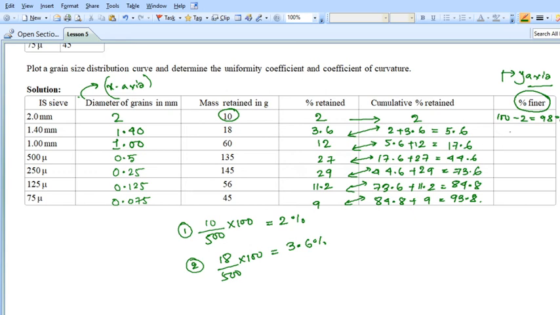So 100 minus 5.6 will give me 94.4%. 100 minus 17.6 will give me 82.4%. Next 100 minus 44.6 will give me 55.4%. 100 minus 73.6 will give me 26.4%, and 100 minus 84.8 will be 15.2%, and 100 minus 93.8 will be 6.2%.